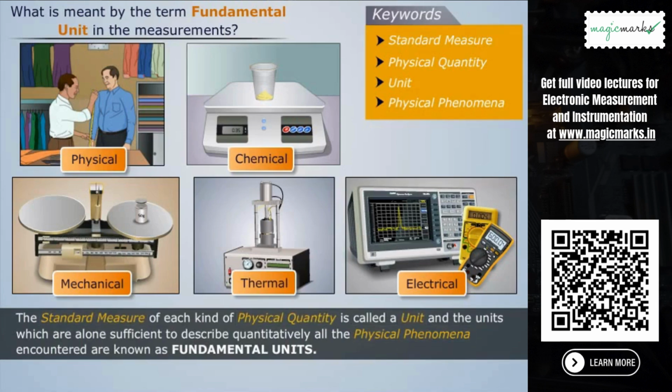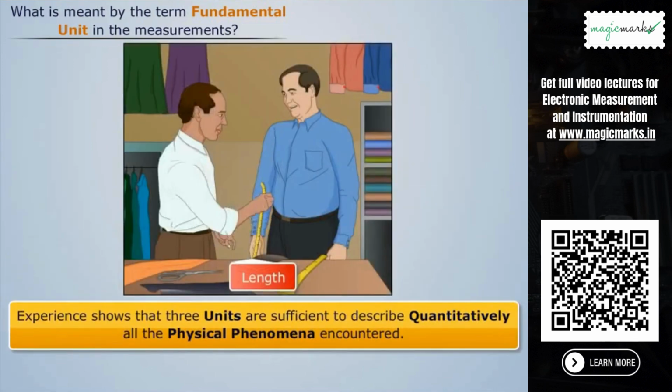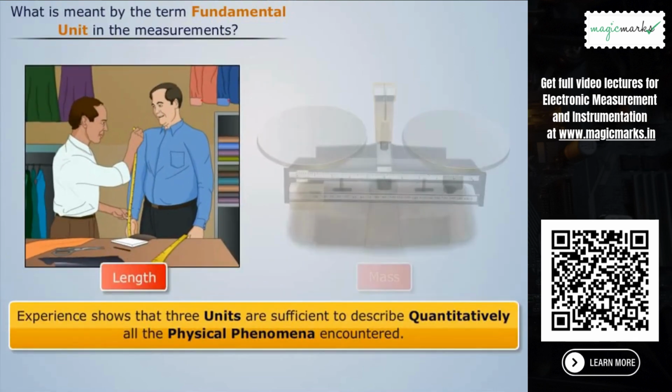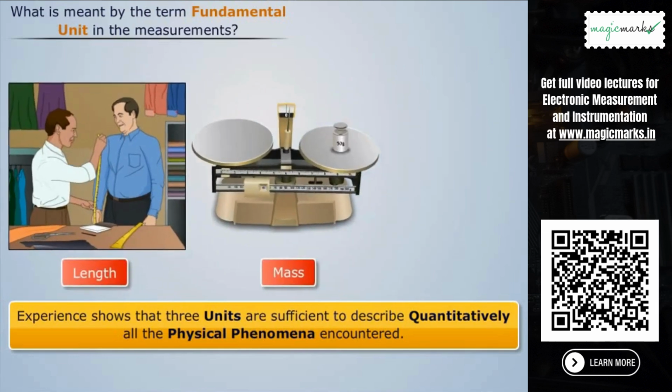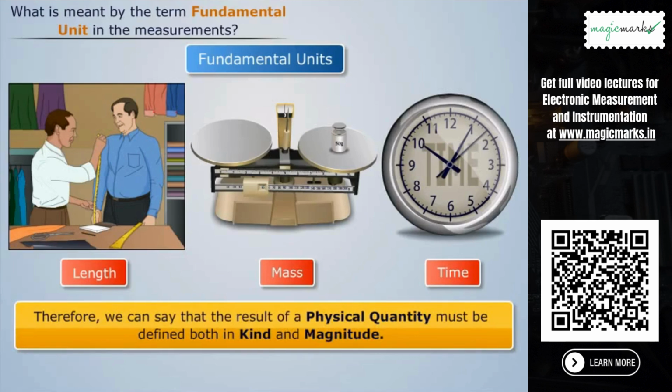Let's discuss in detail. Experience shows that 3 units are sufficient to describe quantitatively all the physical phenomena encountered, that is, length, mass, and time, also known as fundamental units. Therefore, we can say that the result of a physical quantity must be defined both in kind and magnitude.